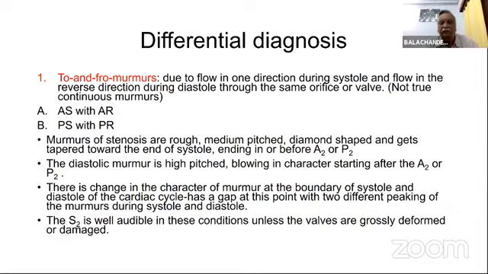The important point is that the murmurs of stenosis are rough, medium pitched and diamond shaped, and they taper towards the end of systole, which will not occur in a continuous murmur, ending before A2 or P2, depending on the site. But the diastolic murmur starts high-pitched, or sometimes low-pitched if there is a PR murmur, so it's totally different pitches, totally different timing of starting and ending. The S2 is well audible in to-and-fro murmurs. Next slide.